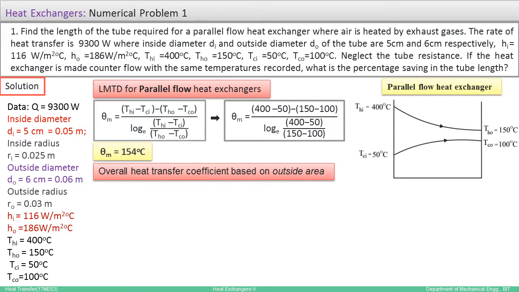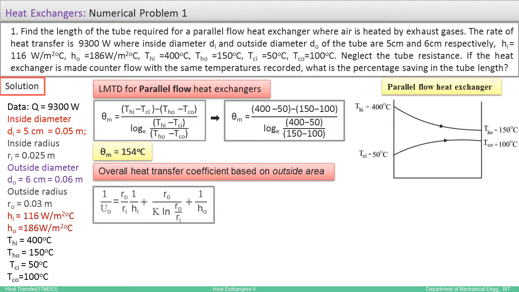And in order to find out the length or the area, we have the equation Q is equal to UA into LMTD. So U is the overall heat transfer coefficient. For heat transfer between tube flow, that is one fluid flowing inside the pipe and the other fluid external to it, we have this general expression for overall heat transfer coefficient: 1 by U naught is equal to R naught by Ri into 1 by Hi plus R naught divided by K into ln of R naught by Ri plus 1 by H naught. Remember, this is without taking into consideration any of the fouling resistance.